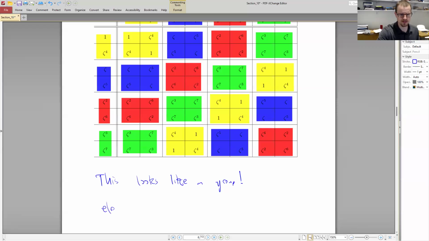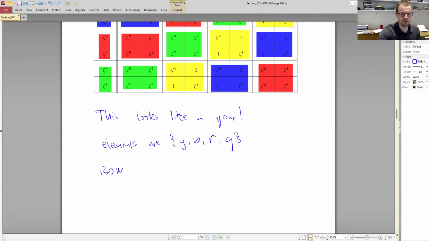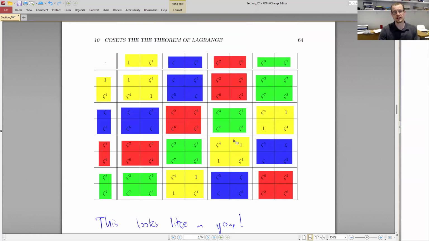The elements are the set yellow, blue, red, and green. Fantastic, right? So I can observe this as a group where the elements are these individual colors. And the question is, is it isomorphic to Z4 or is it isomorphic to V? So Z4 is the cyclic group of order 4 and V is the Klein 4 group.